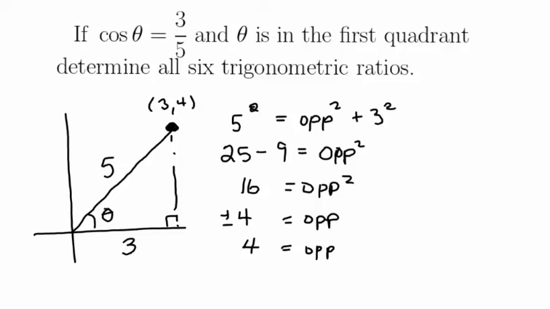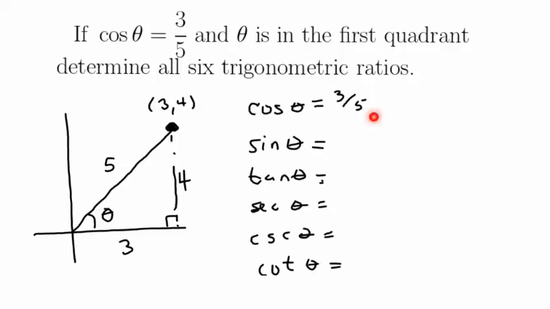Okay, now that we know all 3 sides of our triangle, we should be able to determine all 6 of our trigonometric ratios. Well, our first ratio is cosine, and that's given to us in the question, so we know cosine theta is equal to 3 over 5. Next, let's try to determine sine of theta. Sine of theta is given as the opposite side over the hypotenuse. So sine of theta in this case is going to be 4 over 5.